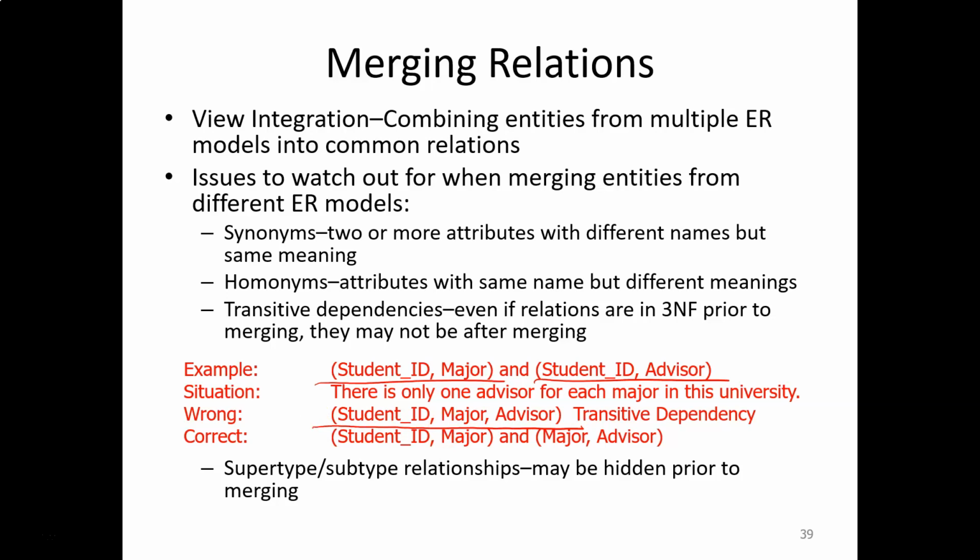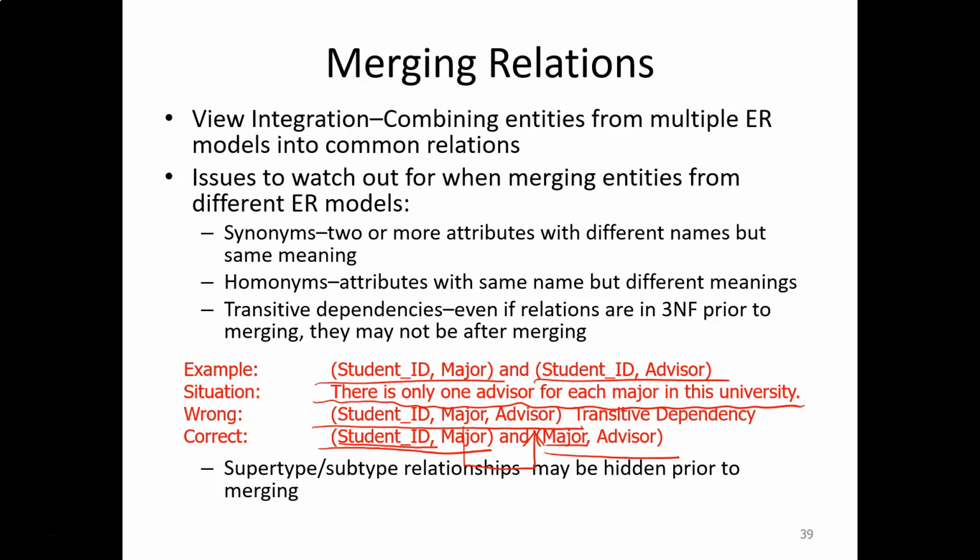It makes sense, right? What if in this particular university there is only one advisor for every major? Well, there is a transitive dependency, right? If you know the major, you know who the advisor is. Your table is not in the third normal form anymore, even though these 2 tables were in the third normal form. After you merge them, there is a transitive dependency here. So what do you do? Well, you have to break the table into 2 tables. So you have student ID and major, and then major and advisor. So it's basically just a reshuffling of the fields here. So now these 2 tables are in the third normal form.